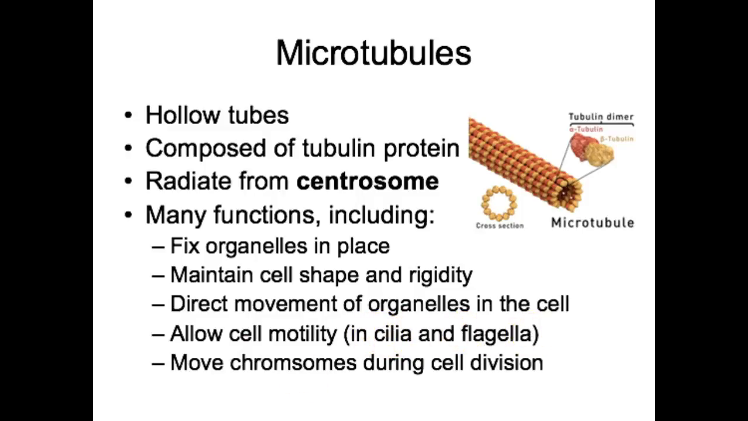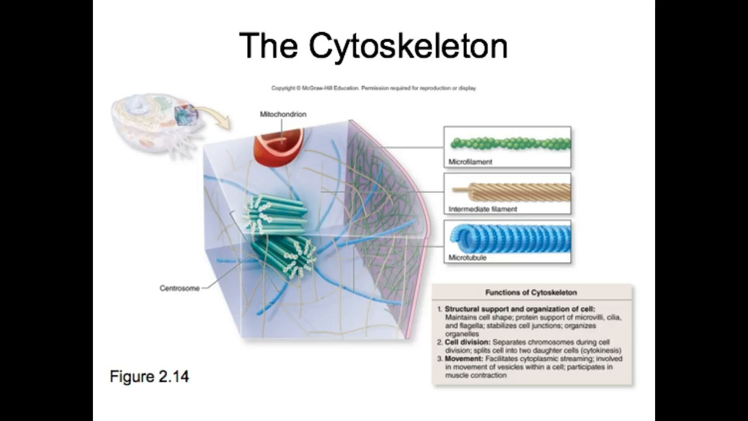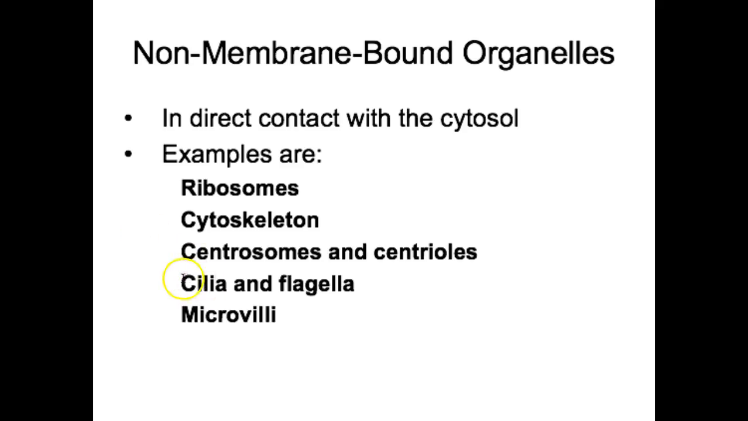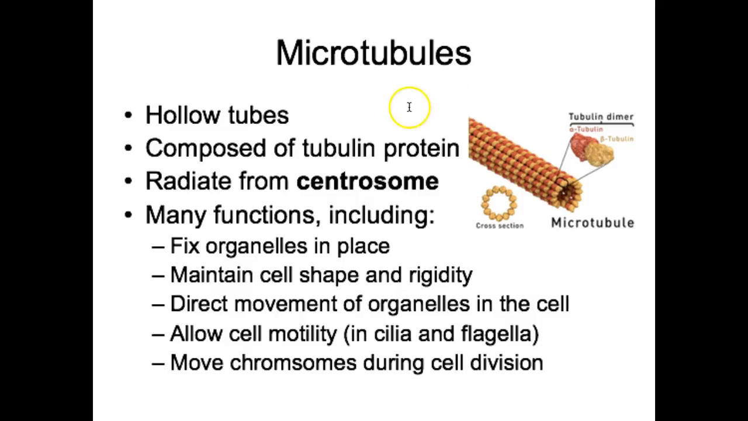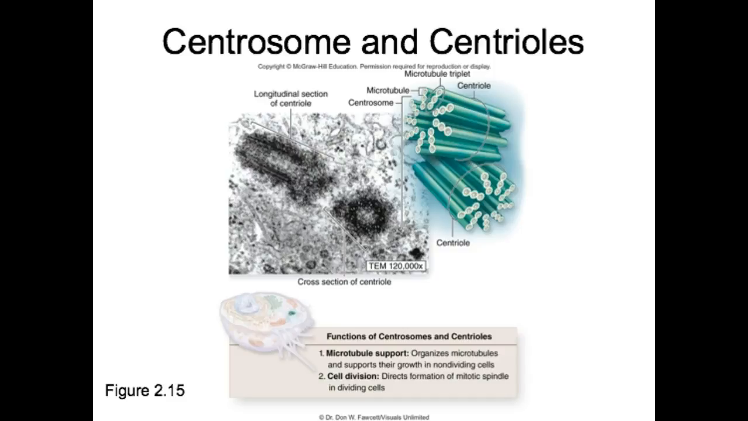Here, we're going to separate the functions of cilia and flagella and microvilli. So we just said that cilia and flagella have movement. This is the key aspect. Cilia and flagella have movement because of the structure of microtubules. We'll get to microvilli in a bit. And they move chromosomes during cell division, so mitosis. Again, the centrosome and centrioles. Centriole is going to guide cell division, and it's made out of microtubules in a very specific arrangement.